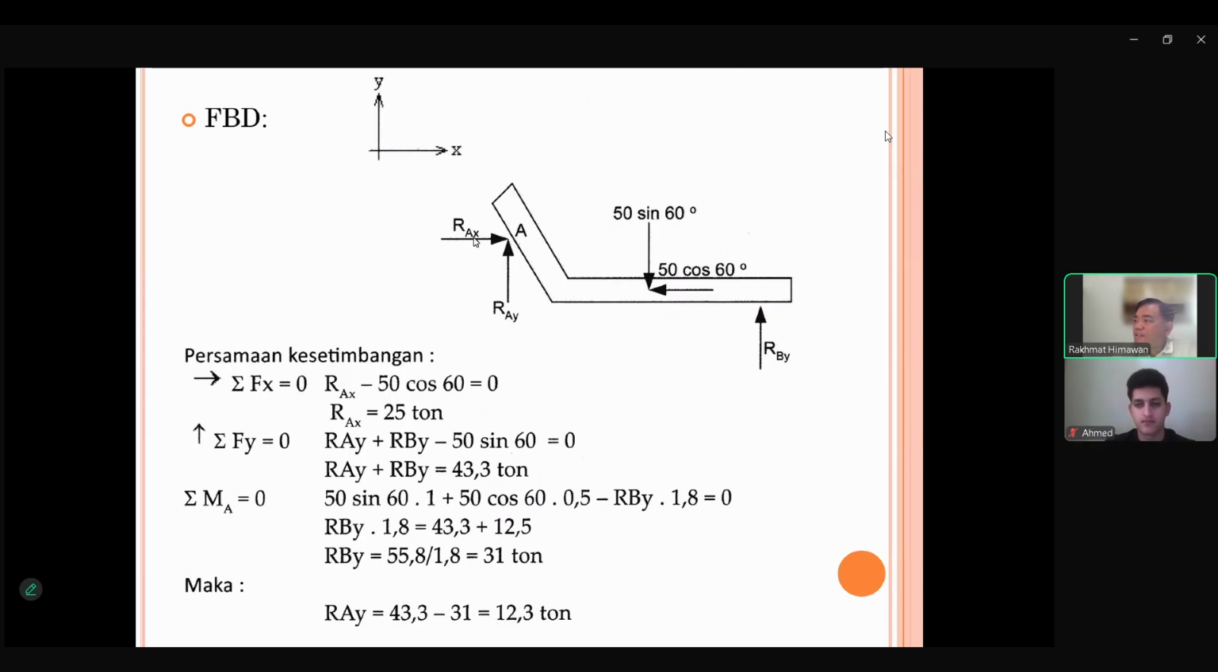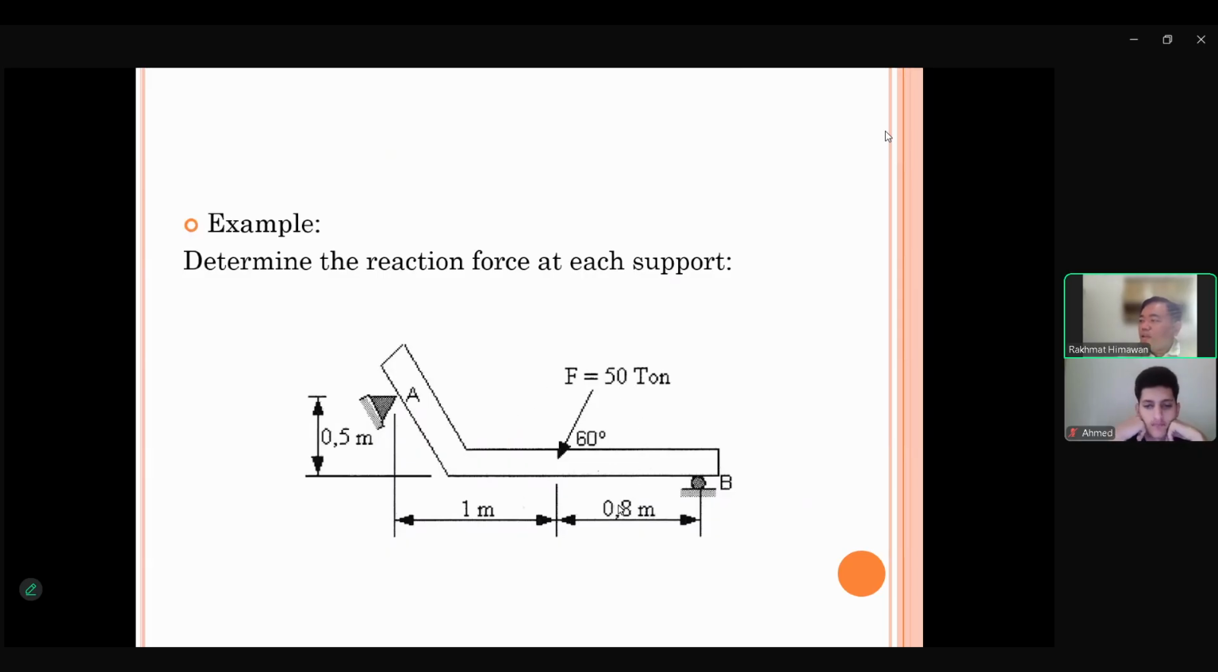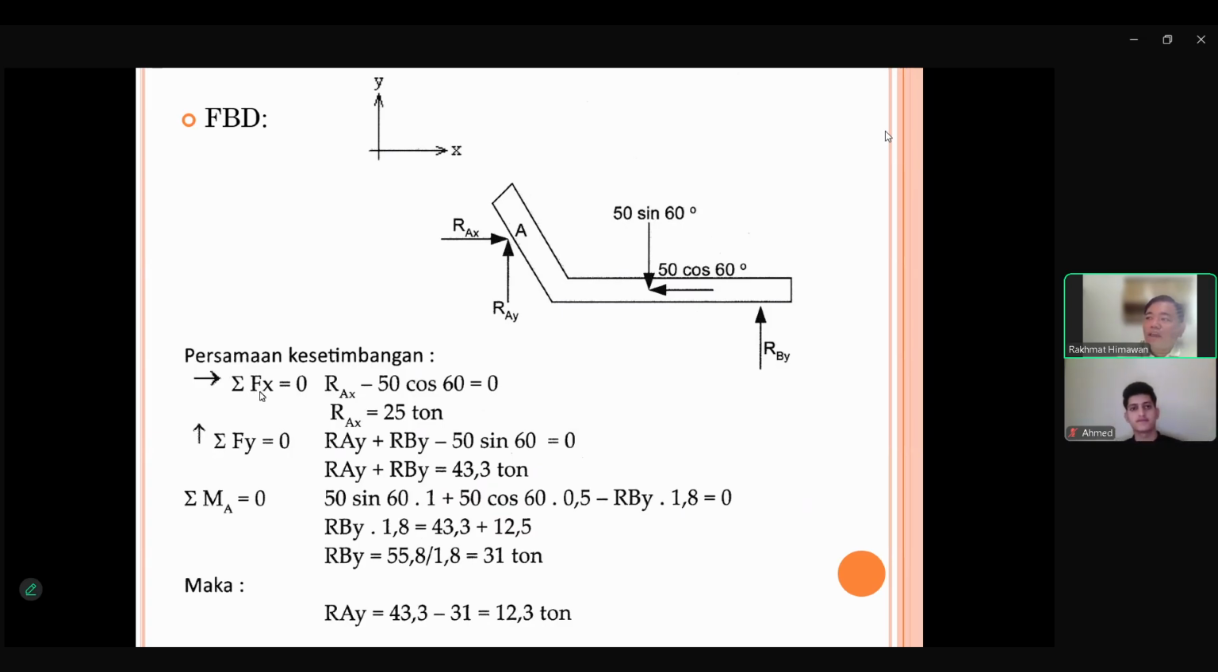So if we want to find out what is RAX, what is RAY, what is RBY, based on the first, just use this. In Indonesian it is persamaan keseimbangan, or equilibrium, that means this structure doesn't move. That means everything, if you add, has to be equal to 0. So sigma fx equal to 0. Sigma fy equal to 0. And sigma moment in certain place that you want to check is also equal to 0 because none of these are moving.